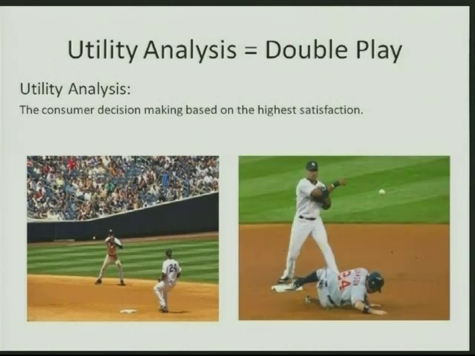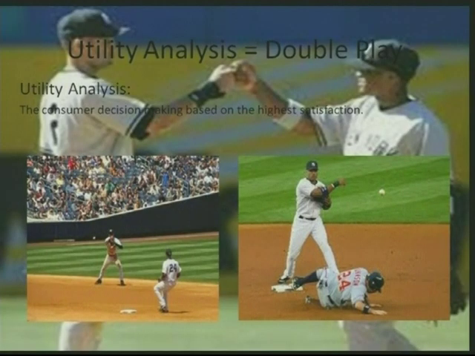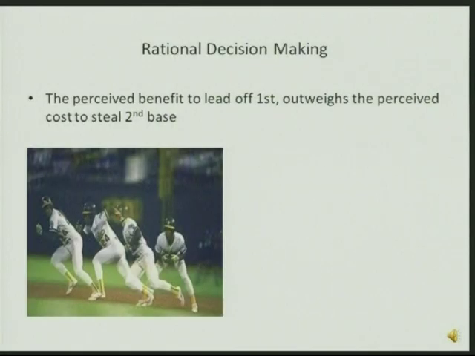Jeter fires to Cano. Cano tags the bag, whips it to first. The crowd goes wild. The Yankees win. This one more example of economics will have to be my favorite.